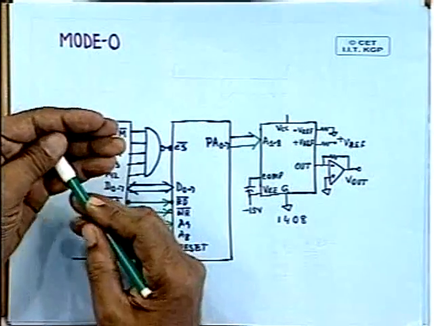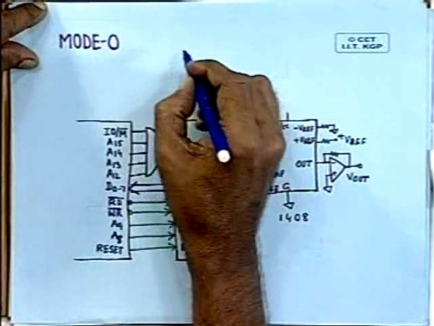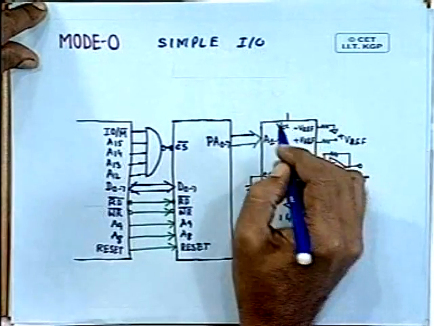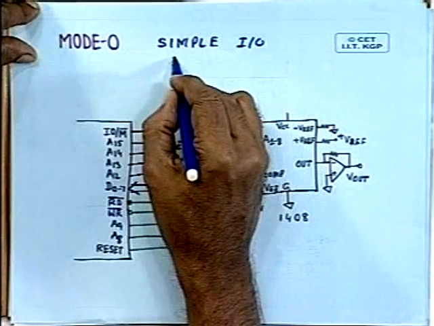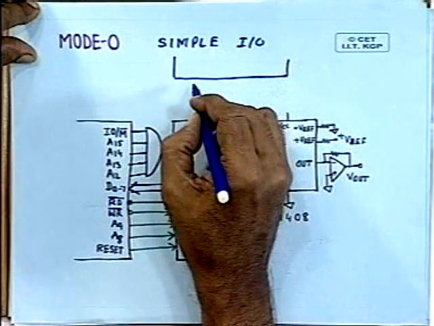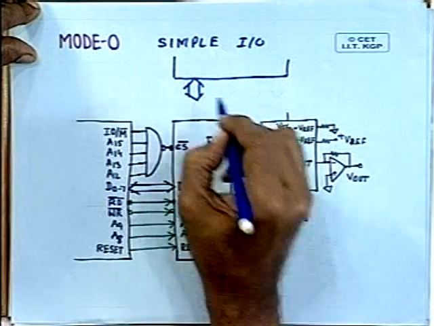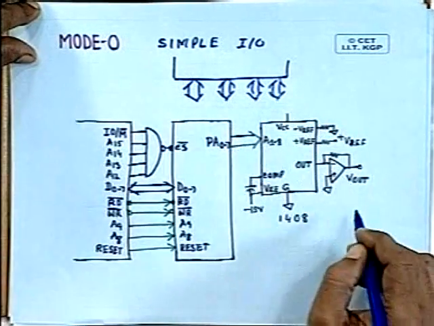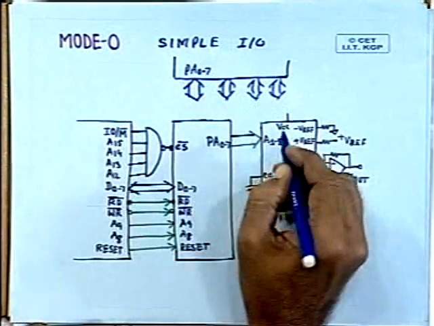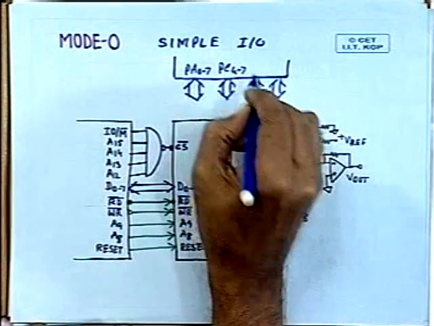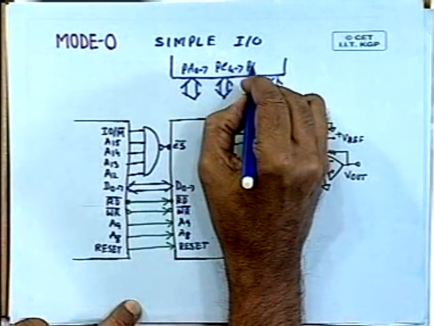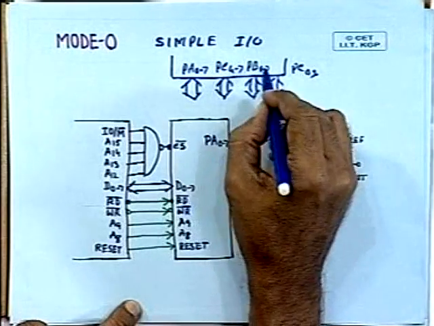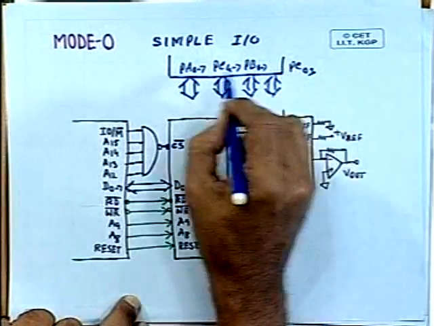In mode 0, it is essentially simple I/O. It is used for using the 8255 in simple I/O mode, and in this particular case, the 8255 provides you 4 I/O ports, and here it is PA0 to 7, PC4 to 7 under group A, then PB0 to 7 and PC0 to 3, these lines under group B. So these lines come under group B and these two come under group A.